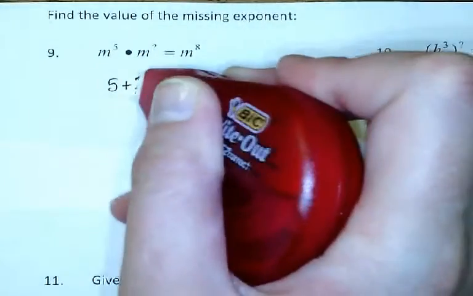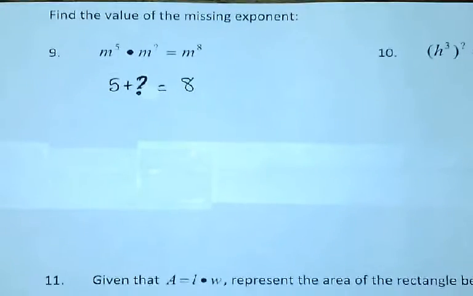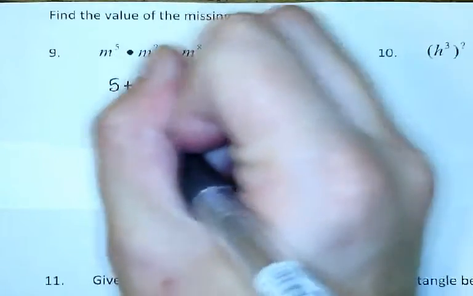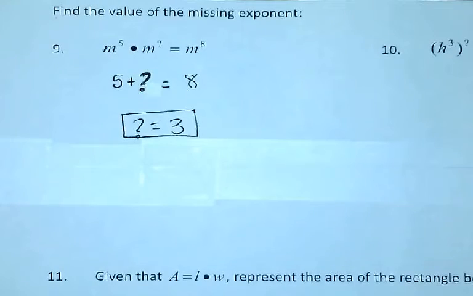So, I know that looks like a 2. It's supposed to be a question mark. My bad. So 5 plus our question mark is equal to 8. So guys, what is the value? 3. So hopefully we can see that our value is 3 right here, right? So the missing value is 3.